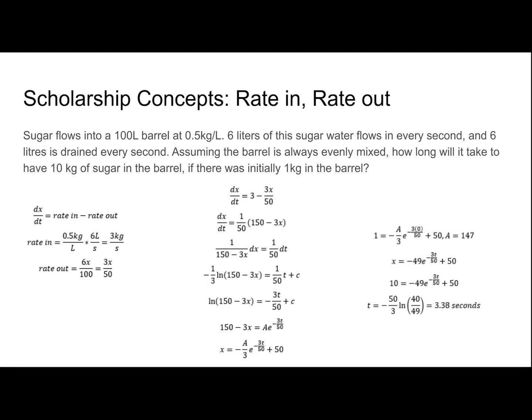Now we need to use our initial conditions to find out the value of A. We know that there was 1 kilogram of sugar in the barrel when t equals 0. So therefore 1 equals -A over 3 e to the power of -3 times 0 over 50 plus 50. We should find that A equals 147. Therefore, our equation for sugar is x equals -49 e to the power of -3t over 50 plus 50. Now if we substitute that the amount of sugar in the barrel is 10 kilograms, to find how long it will take for the amount of sugar to reach 10 kilograms, we should find that t equals -50 over 3 ln of 40 over 49, which simplifies to 3.38 seconds.